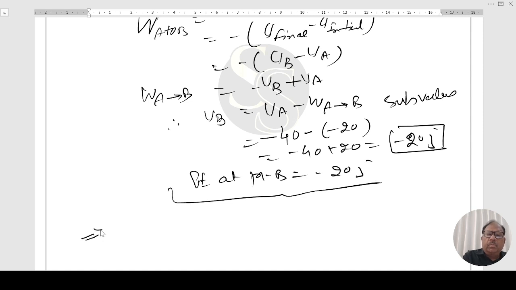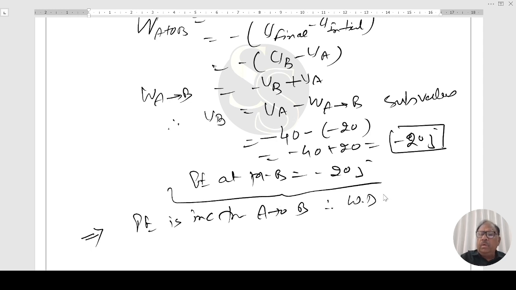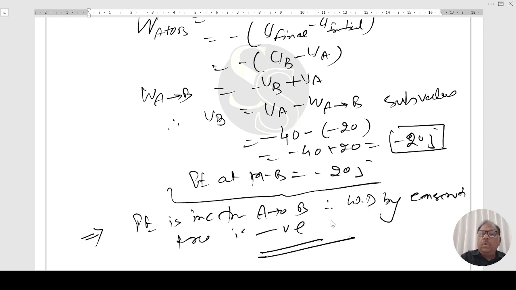What is the conclusion in this case? Potential energy is increasing from A to B. Therefore, work done by the conservative force is negative. Work done by the conservative force is negative, from A to B, that is from minus 40 to minus 20 joules. Right? Next question.